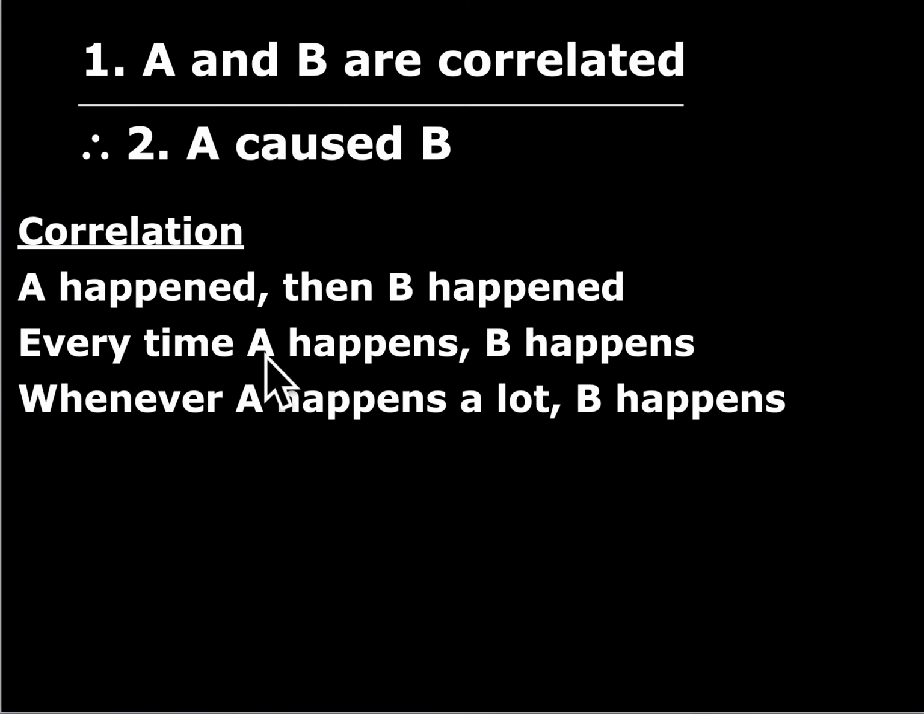It could be a whole bunch of events of various types. Every time A happens, B happens. Every time we elect a president from political party X, then we have an economic crisis. Whenever A happens a lot, then B happens. So these are ways that a correlation can be expressed.